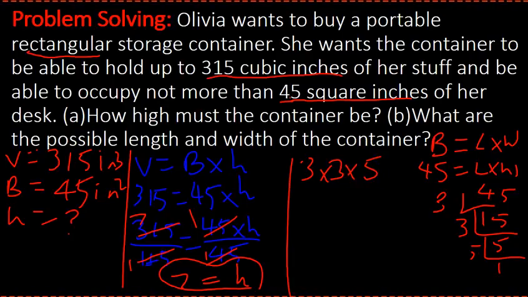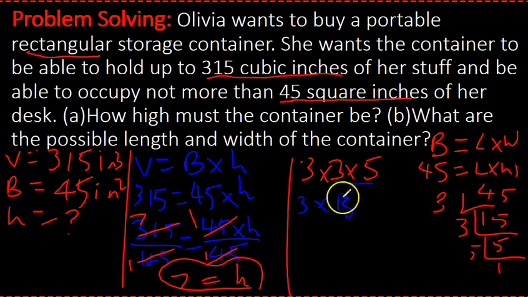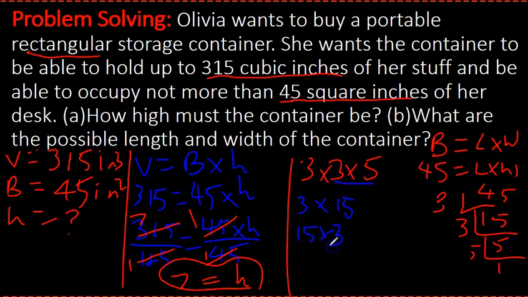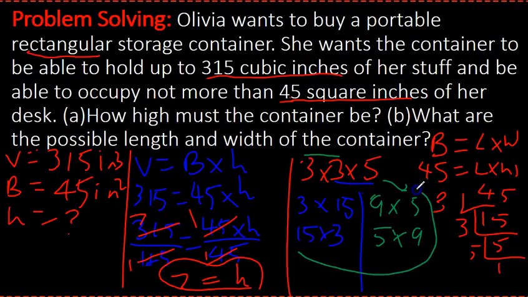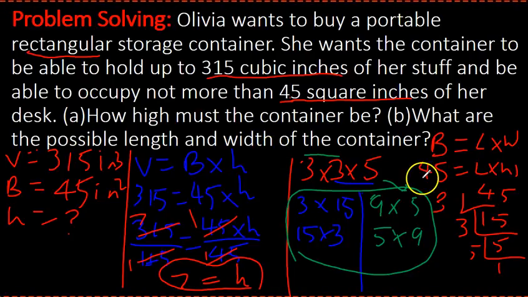Now, you can keep 3 and multiply the other two, because we only need two numbers. That would be one possibility, either 3 by 15 or 15 by 3. Another one would be multiplying 3 times 3, which is 9, and keeping 5. So that would be 9 by 5 or 5 by 9. I think those are the only possible measurements for length and width. That's how you can be sure we have all of them.